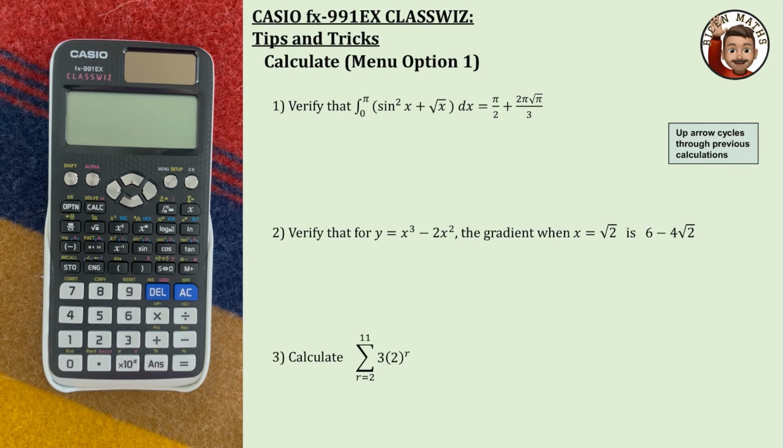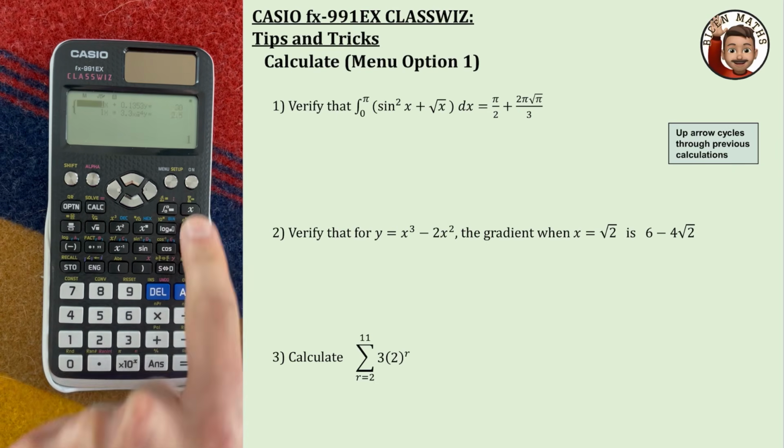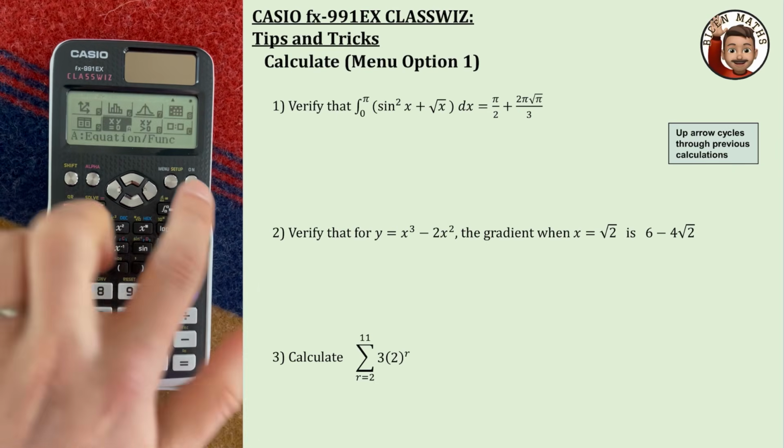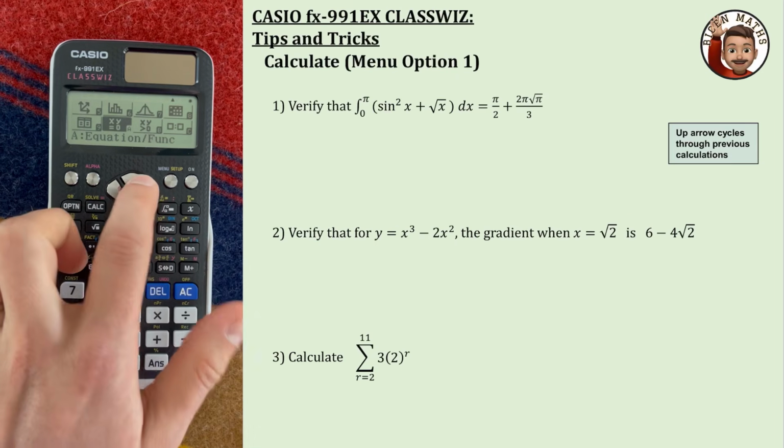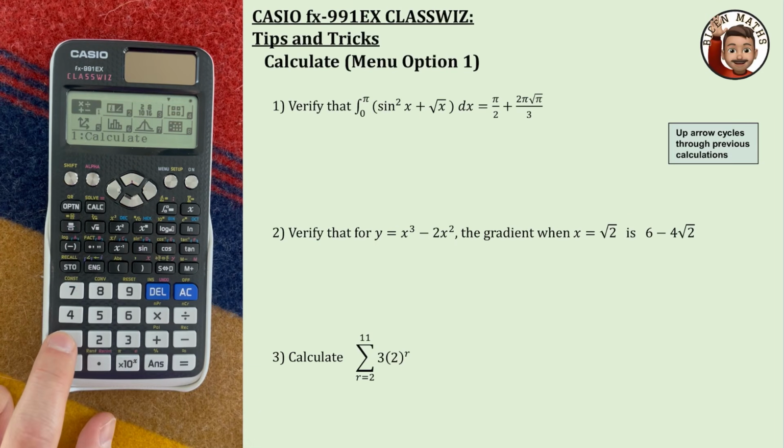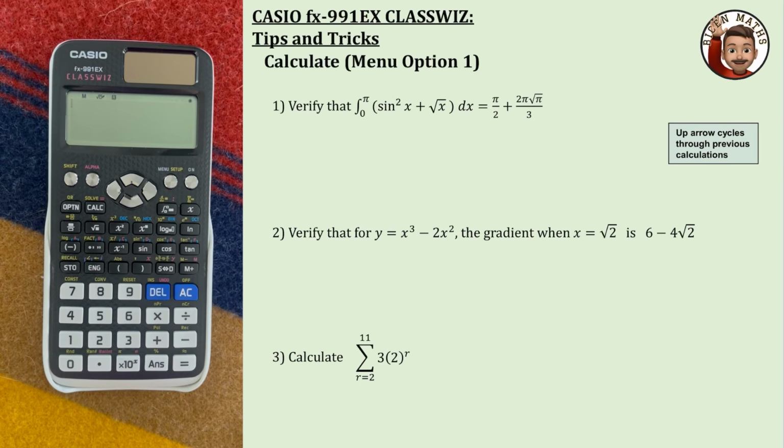Okay, so now I'm going to take you through the fx-991EX Classwiz, and we're going to start off with the calculate section, which is just the main one that you get when you open it. So if it's not on that, press menu, and then you can either scroll, or it's just number one that says calculate. So again, this isn't going to be able to actually answer the question, but it is a way of you being able to verify that something is true. And you may recognize some of these from the previous one if you've watched that too.